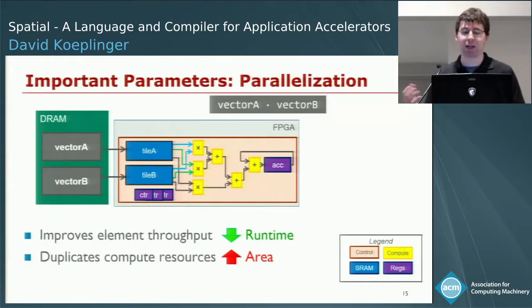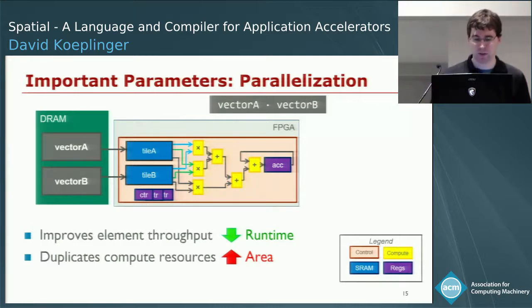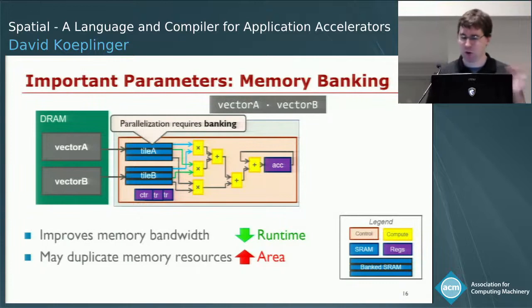We can parallelize, so we can duplicate the amount of computation that we're doing. So we're doing multiple elements in parallel. Essentially, you're talking about a reduction when you're talking about a dot product, so we just turn this into a reduction tree. Again, good for runtime, not as good for area. And one other point to note here is that in order to feed the parallelized computation that we've created, we would then need to partition our memory so that we can actually have additional on-chip memory bandwidth to feed them.